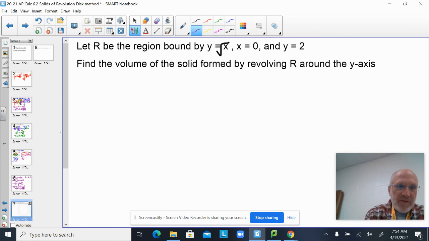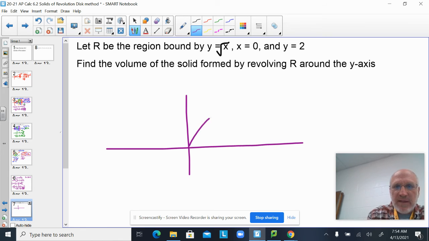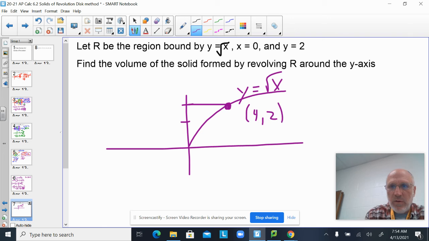In this example, you'll notice I'm revolving something around a vertical line, so the disks that I'm stacking are on top of each other. Let the region be bound by y equals root x, x equals 0, and y equals 2. Let me draw that region. Y equals root x looks like that. X equals 0 is the y-axis, and y equals 2. So this is y equals root x, and that right there would be the point 4, comma 2. There's my region, and I'm rotating it around the y-axis.